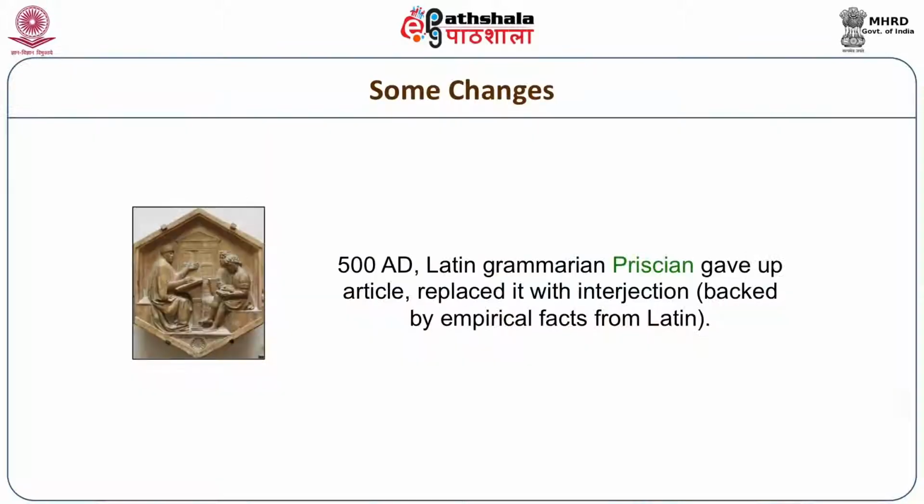Latin, as is well known, is a language without articles, and this led Priscian, around 500 AD, given the empirical facts of Latin, to feel bound to give up the notion of an article. In other respects, however, the tradition was not really affected, because there was an irrational adherence to the magic figure of 8.